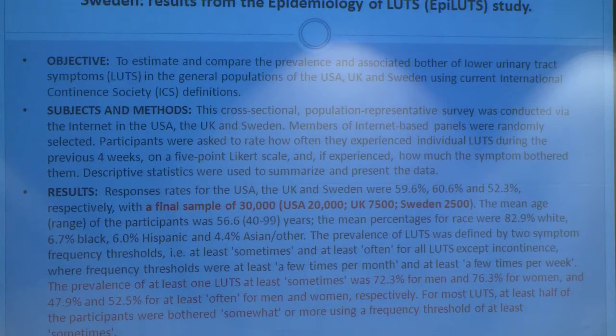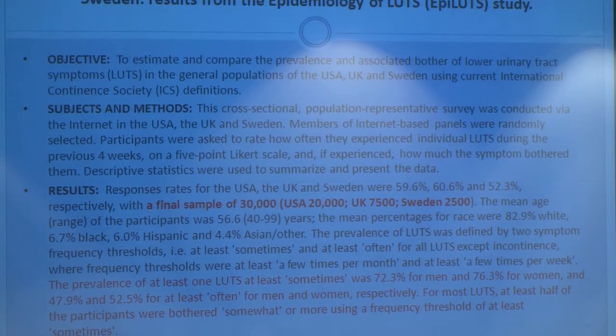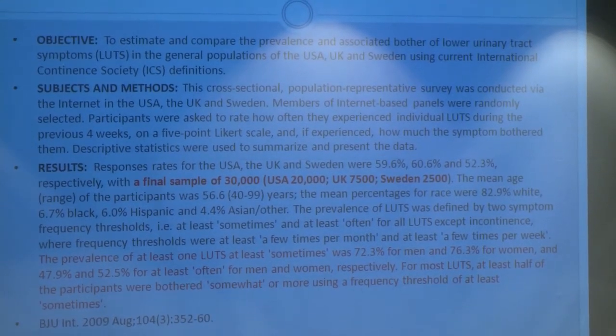So this is a whole lot of information. The only thing I really want to draw to your attention in this is that this was a large study. It was a sample based on 30,000 people about the prevalence of lower urinary tract symptoms. And lower urinary tract symptoms are everything that we've been talking about today: urgency, frequency, incontinence. The prevalence rate of at least one symptom was 72.3% for men and 76% for women. And at least 47% and 52% are reporting at least often as having symptoms.